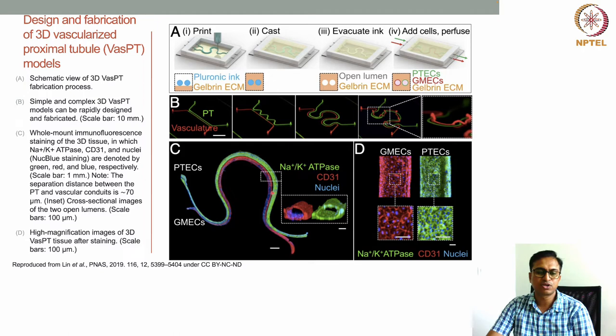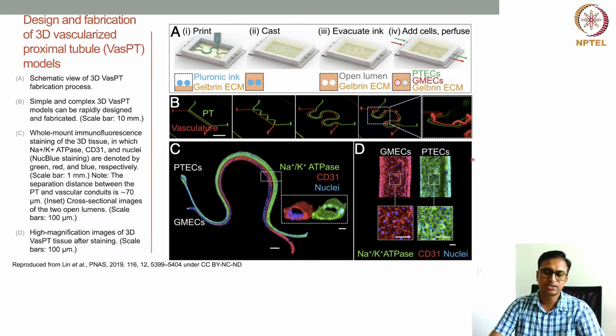This is the channel they have presented, and the separation between the PT and vascular conduits is only 70 microns. So they have recreated that fine closed loop, and it also shows the high magnification of the structure. As I mentioned earlier, in this study they have also seen different physiological functions. Please go through the literature for further understanding of this particular study.